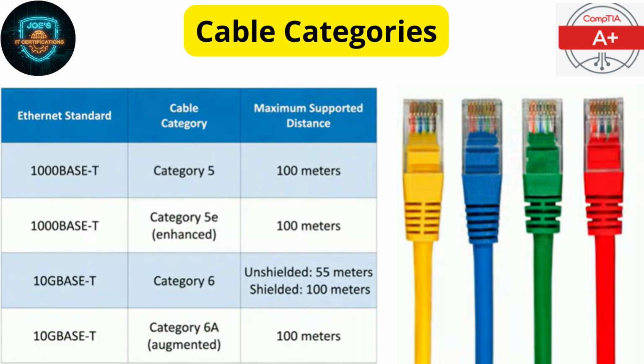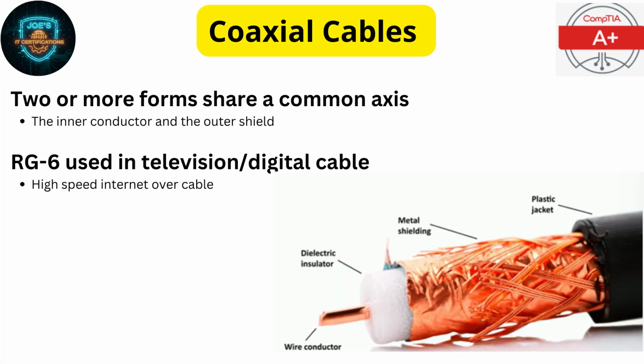But of course, twisted pair cable is not the only type of copper cable you might find. Another common copper type is the coaxial cable. Coaxial, meaning two or more forms sharing a common axis. Coaxial. This is an inner conductor. This is where all of the signal goes on that wire conductor that's in the middle. And there's an outer shield that's commonly associated with this to protect the signals that are running on that internal wire conductor.